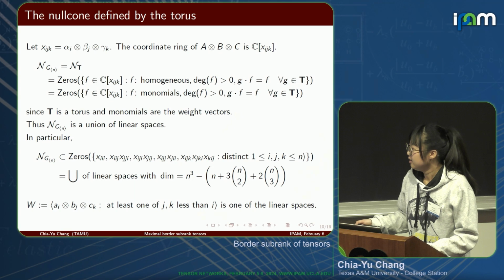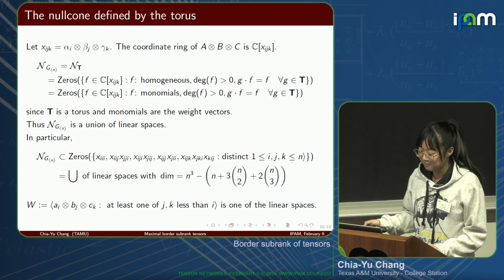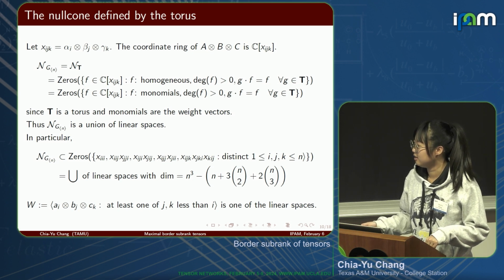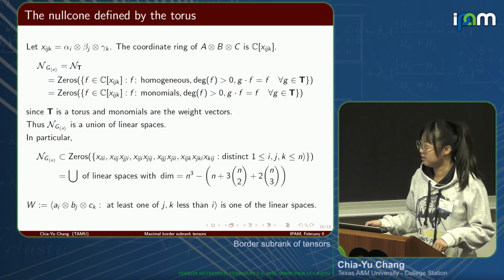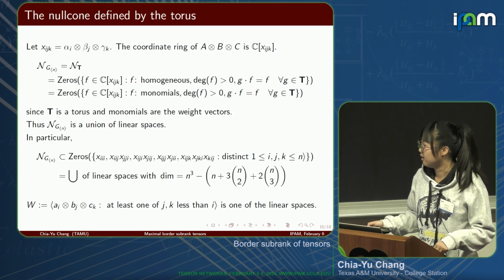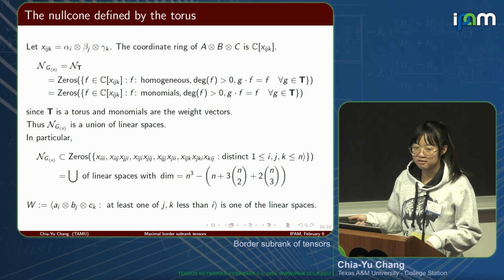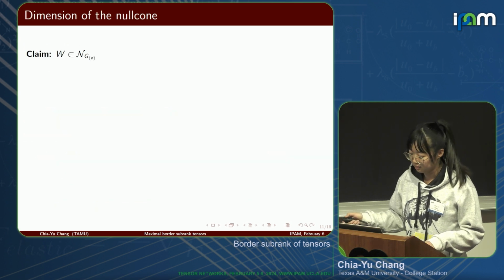And okay. Now, this is W. I define this W to be the linear span of a_i tensor b_j tensor c_k, where at most one of j and k is less than i. In fact, we can check that this W is one of the linear spaces in this zero set. And in fact, we can prove that this W also lies in the neural cone.